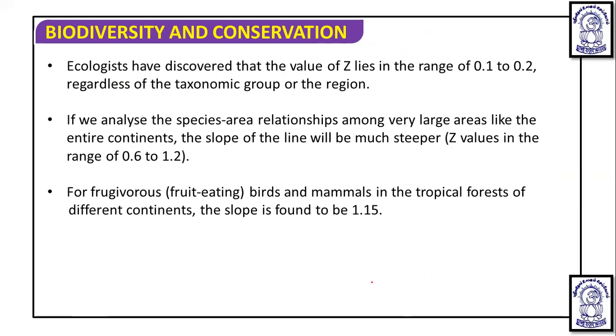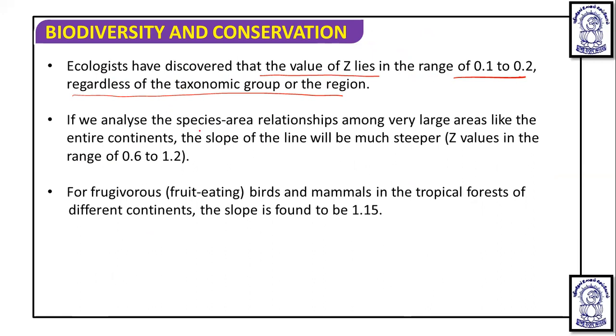Ecologists have discovered that the value of Z lies in the range of 0.1 to 0.2, regardless of the taxonomic group or the region.